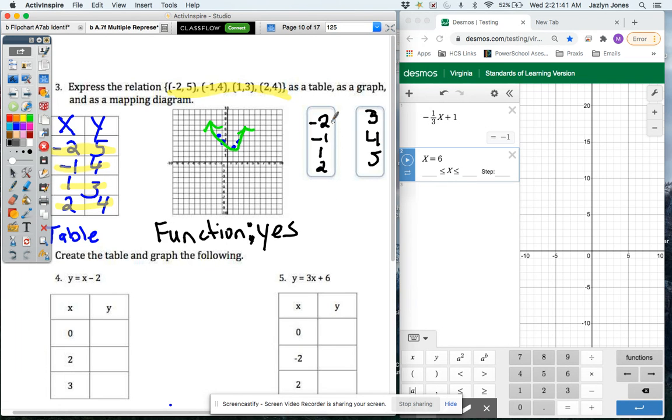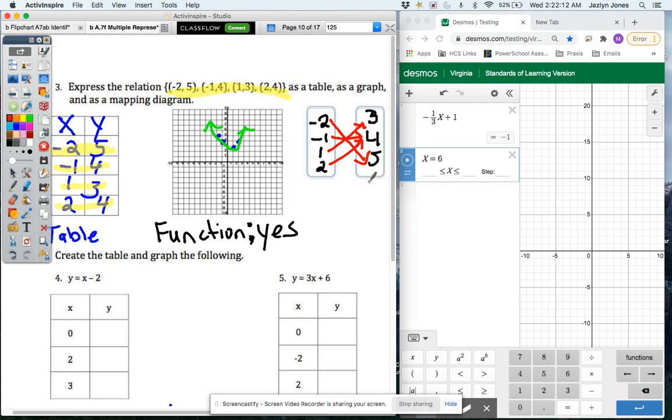Okay? So we know from -2, I'm going to use some different colors. I'm going to use red this time. So -2 is going to go to 5. -1, it's going to go to 4. 1 is going to go to 3. And 2 is going to go to 4 as well. Draw an arrow there.